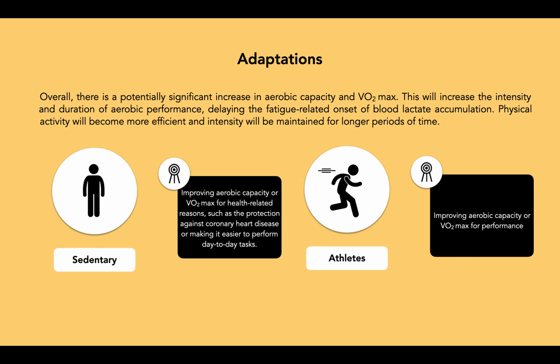And the final point I want to make is that obviously there's differences in this. Like as we saw with continuous training, it can be as light as 60% of your maximum heart rate. And that might be recommended for sedentary individuals, those who are not currently active, because they will probably use aerobic training for health-related reasons, such as the protection against heart disease, making it easier to perform day-to-day tasks such as walking upstairs. So that's why a sedentary individual would be encouraged to improve their aerobic capacity through aerobic training.